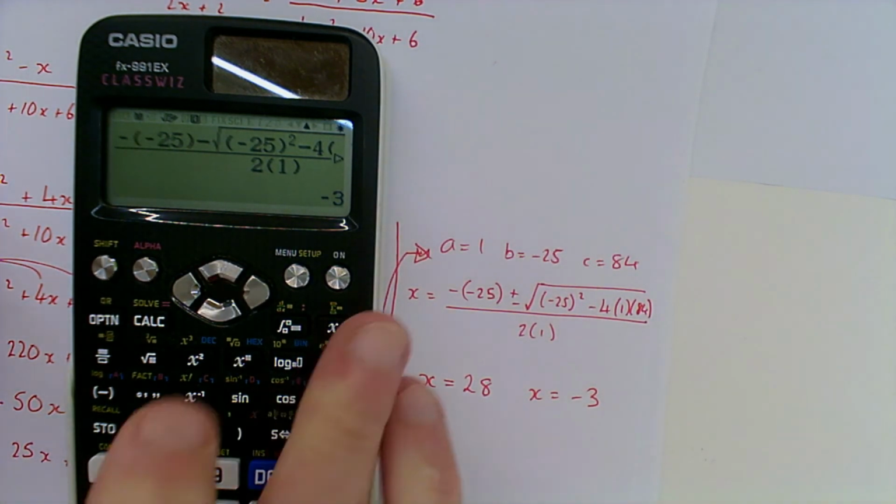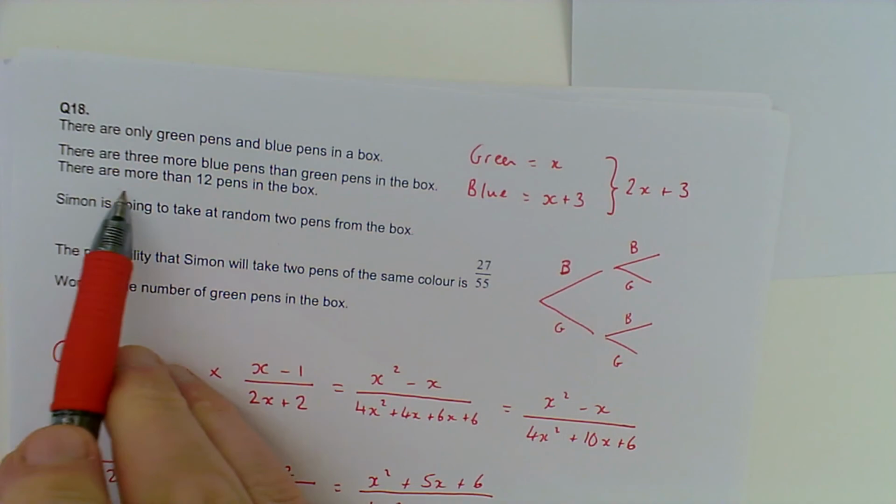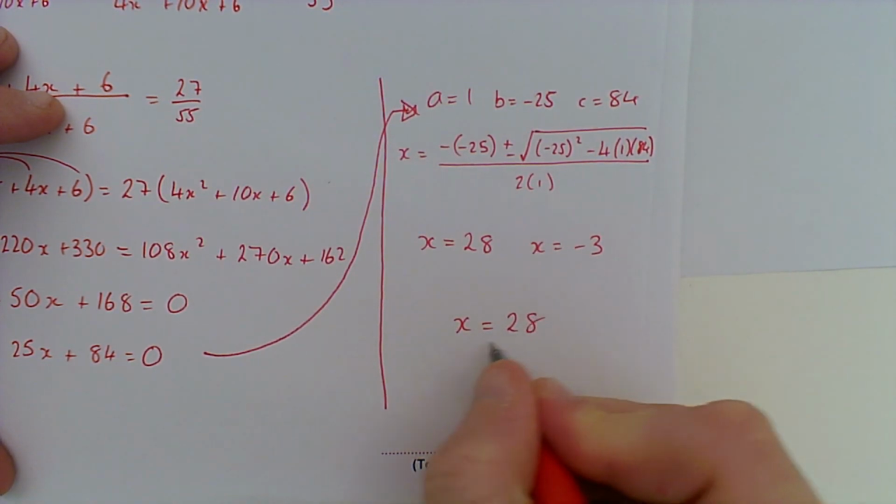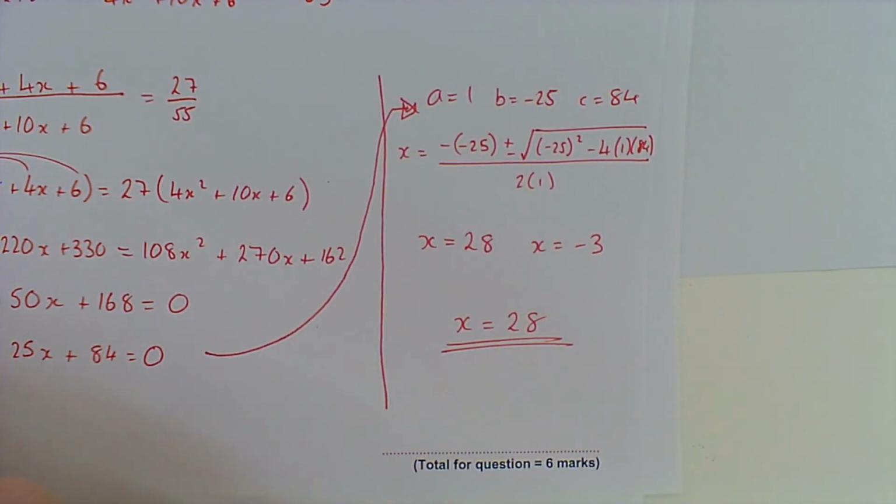Now the question said originally that there are more than 12 pens in the box. So the only possible answer that I could have is that x has to equal 28. And that is that question done.